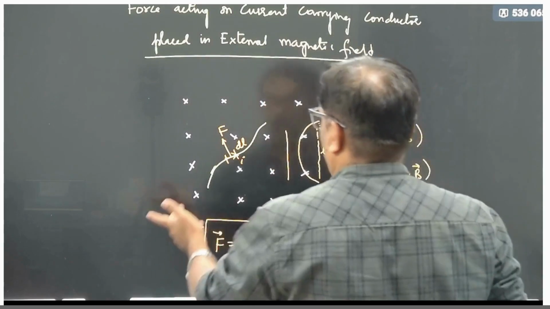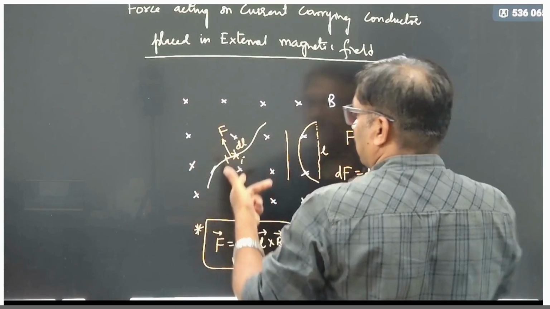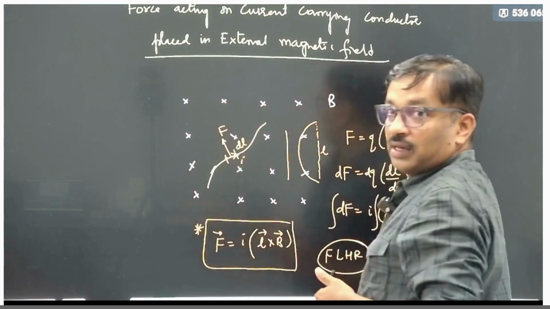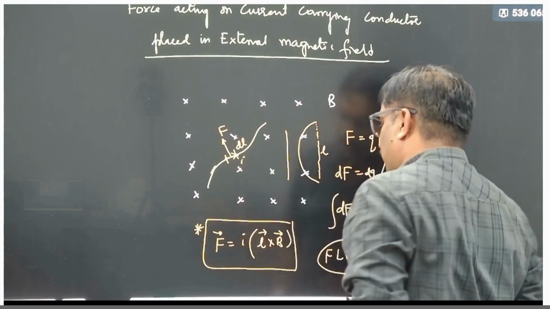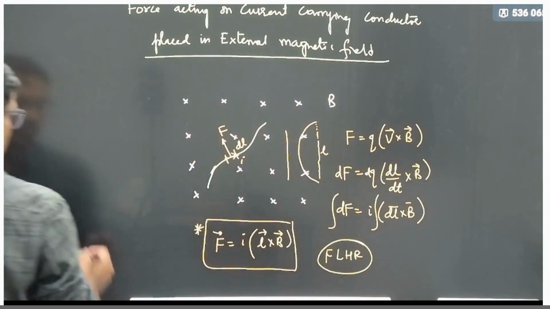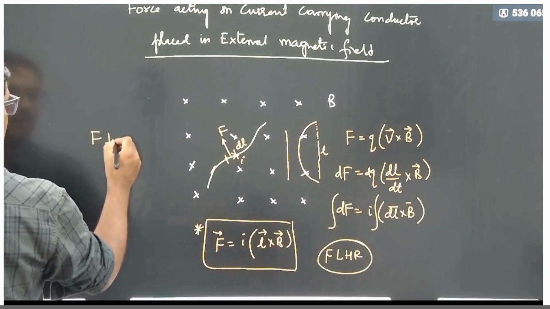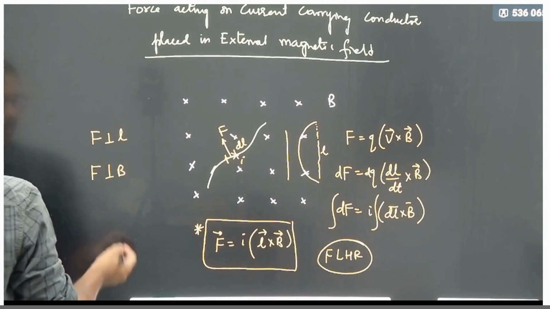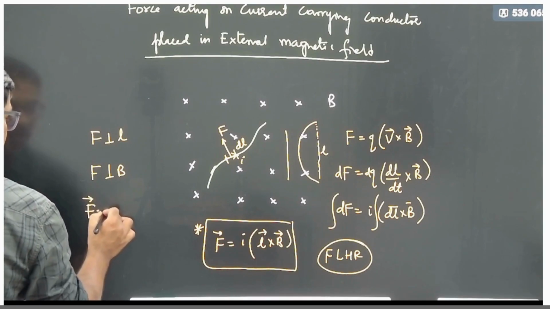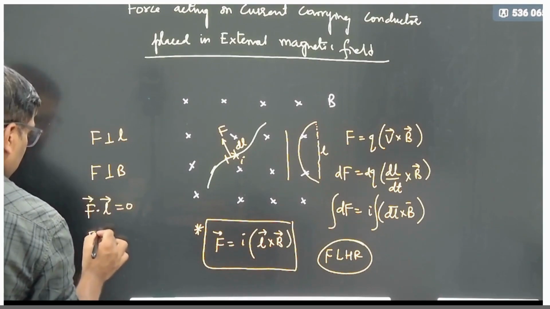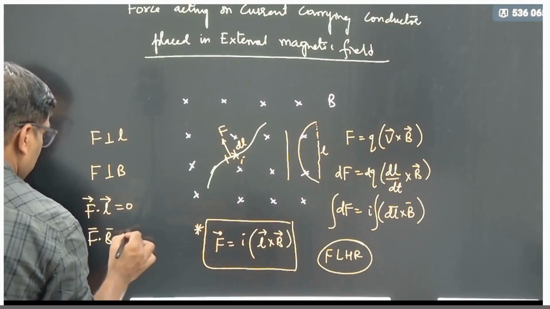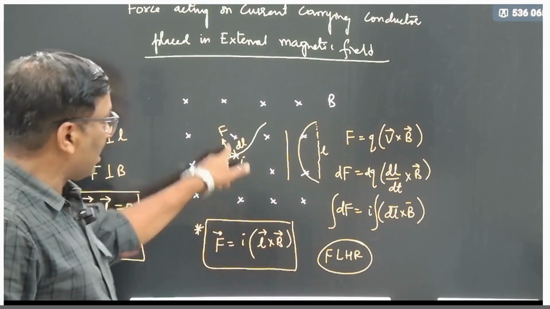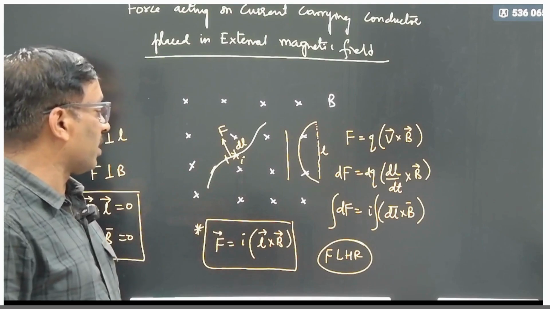Suppose here you can see this is the current, and inside is the field, so on this side it will be your force. You understand? Whenever you see the cross product L cross B, the force will always be perpendicular to the length and always perpendicular to the magnetic field. The perpendicularity condition means F dot L equals 0 and F dot B also equals 0. Clear?